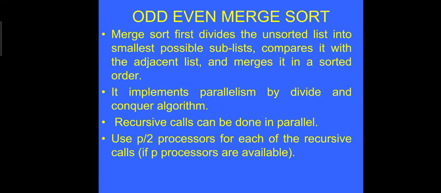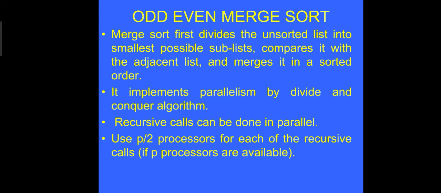The given sorted and unsorted elements are divided into sublists, and the sublists are compared with one another and merged in a sorted form. This algorithm can be implemented in parallel using a technique called divide and conquer. While doing a merge sort, the algorithm makes recursive calls to merge the sorted lists.